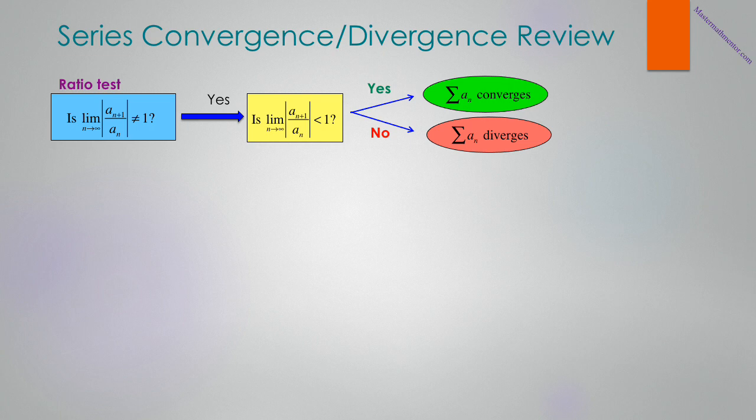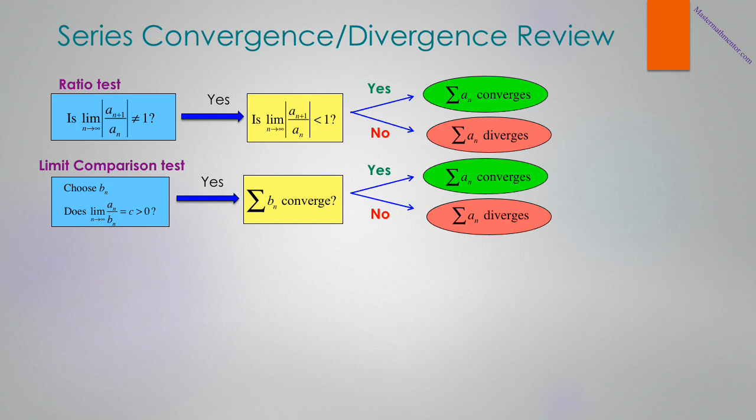If it is not equal to 1, then ask yourself whether the limit as n approaches infinity of the absolute value of a sub n plus 1 over a sub n is less than 1. If that is true, then the series converges. If that is not true, that means it has to be greater than 1, and therefore the series diverges.